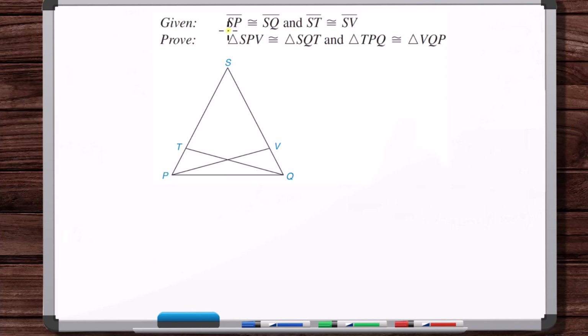Okay, given segment SP is congruent to segment SQ and segment ST is congruent to segment SV, prove that triangle SPV is congruent to triangle SQT and triangle TPQ is congruent to triangle VQP. So, okay, let's separate these out. Triangle SPV and then triangle STQ.